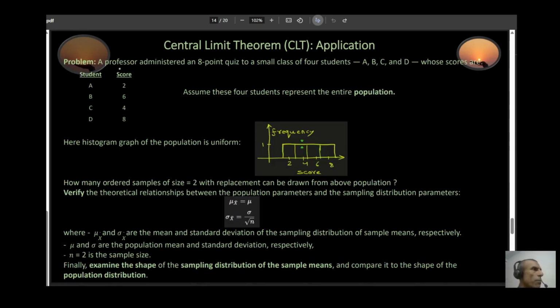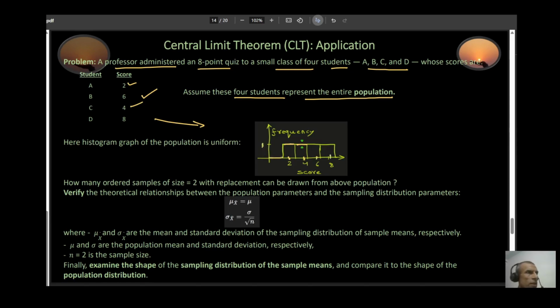Now back to our original problem. A professor administered an 8-point quiz to a small class of 4 students. These are my students right here, and these are their corresponding scores. Assume that these 4 students are your entire population. If you draw the histogram, it will look uniform. There is only one score of 2, one score of 4, and the same with 6 and 8. So the frequency of each score is 1, and it's a uniform distribution.